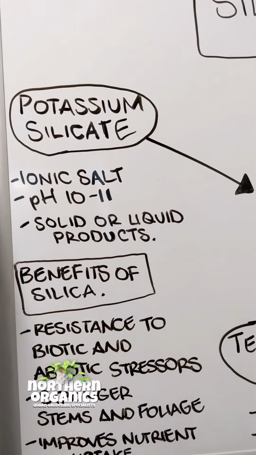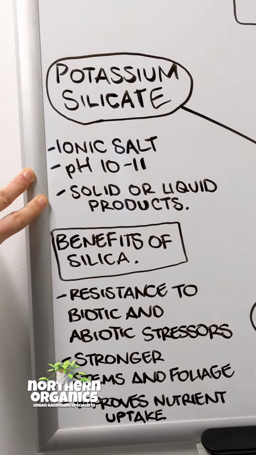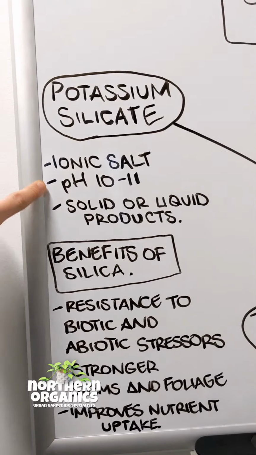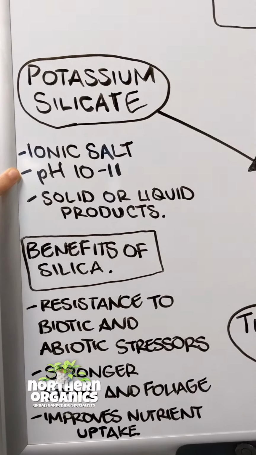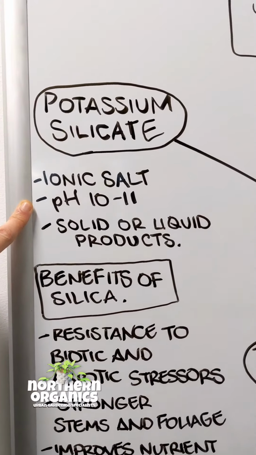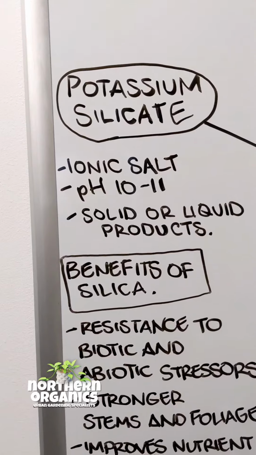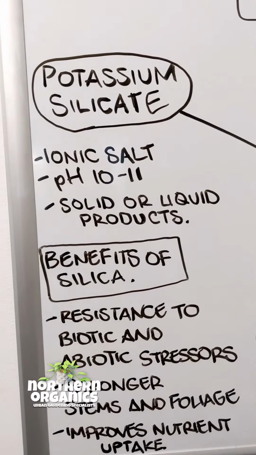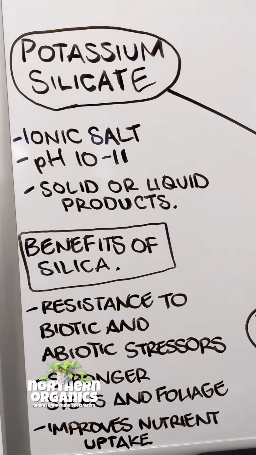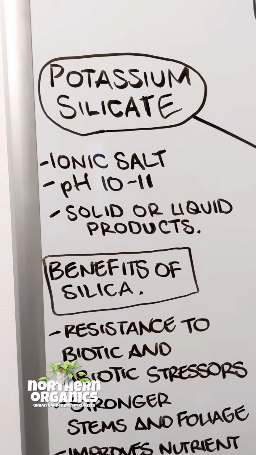These potassium silicate products you can find in either a solid or a liquid form, and they will be very, very basic. The pH of them is approximately 10 or 11. So in order to use them in our cultivation system, we would need to reduce the pH down to an acceptable range for plant growth, somewhere between 5.5 and 6.5 if you're hydroponic, or somewhere closer to between 6 and 7 if you're in a soil system.